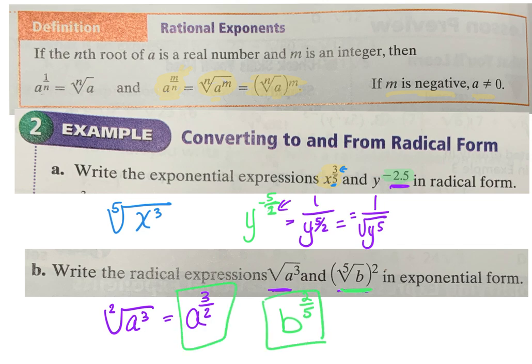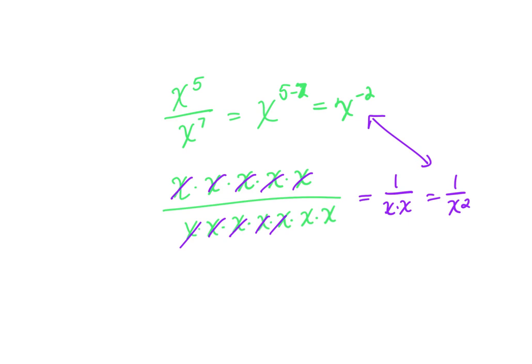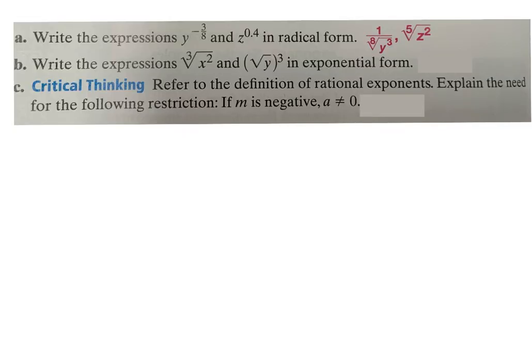All right. So you can go back and forth. If it is a fraction, you can write it as a radical. If it is a radical, you can write it as a fraction. You can go back and forth. All right, so check your work on that first one. 1 over 8th root of y cubed, 5th root of z squared. For the second one, write the expressions in exponential form. So for this one, x to the 2/3, y to the 3 halves.